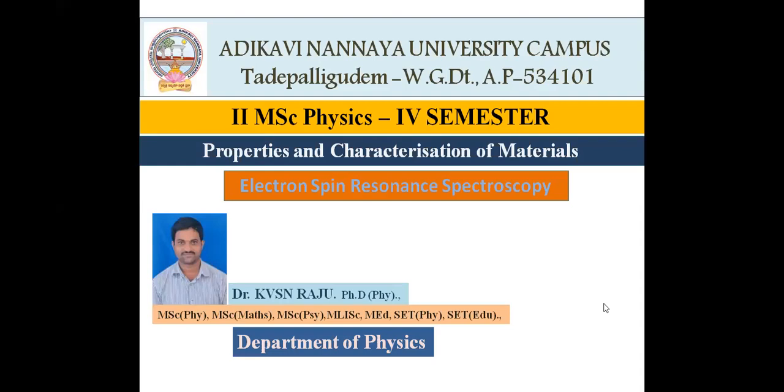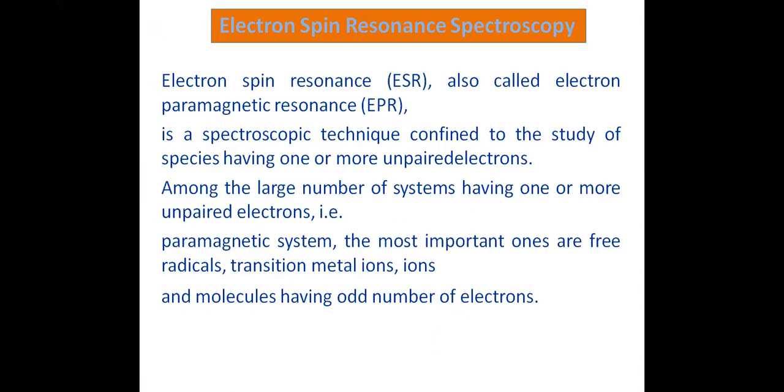So electron spin resonance spectroscopy is also called as electron paramagnetic resonance spectroscopy.